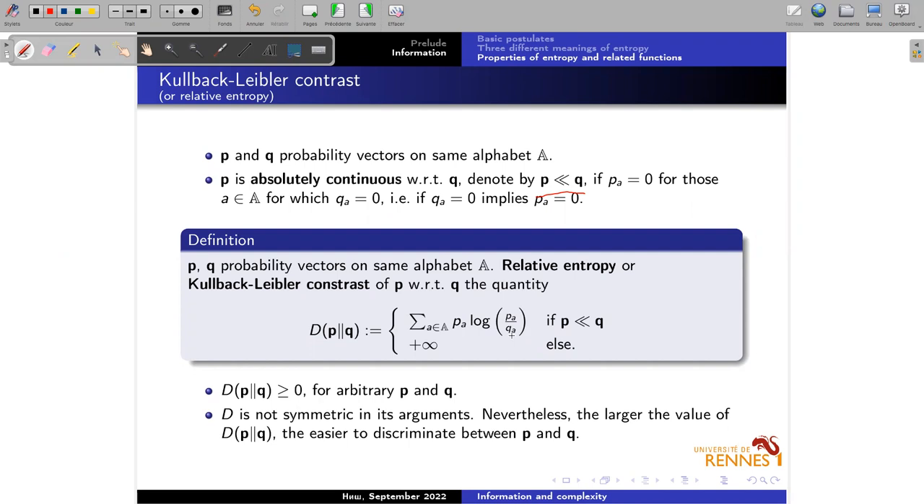So you define Kullback-Leibler contrast between P and Q to be this quantity. So if P is absolutely continuous with respect to Q, then you have this ratio, otherwise you define this to be infinite. So again, you can prove that this Kullback-Leibler contrast is positive for arbitrary P, Q. It's not symmetric, so it cannot be a distance. Very often it is called Kullback-Leibler distance, but it cannot be a distance because D is not symmetric. Nevertheless, it serves to discriminate between P and Q because the larger this contrast is, the more different P and Q are.